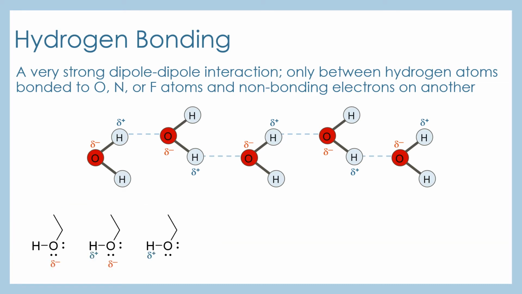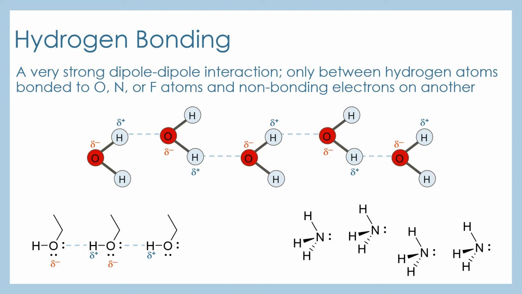They have the same partial negative, partial positive, partial negative, partial positive, same type of hydrogen bonding as water, which is one of the things that makes alcohols so similar to water. And then you can also see the same thing in amines. That bond between the hydrogen and the nitrogen is going to be polarized, so that you have partial negatives on the nitrogens, partial positives on the hydrogens.